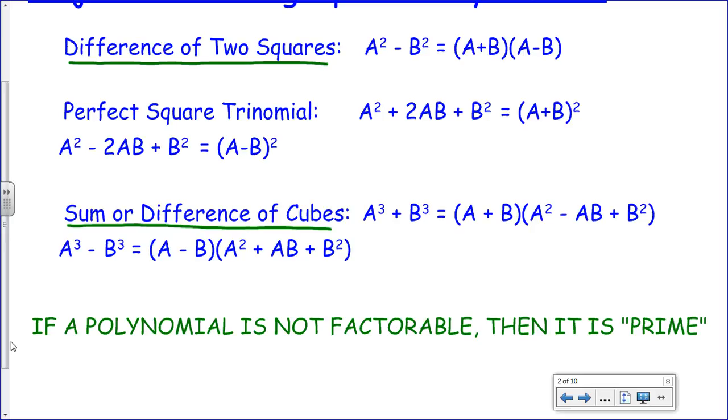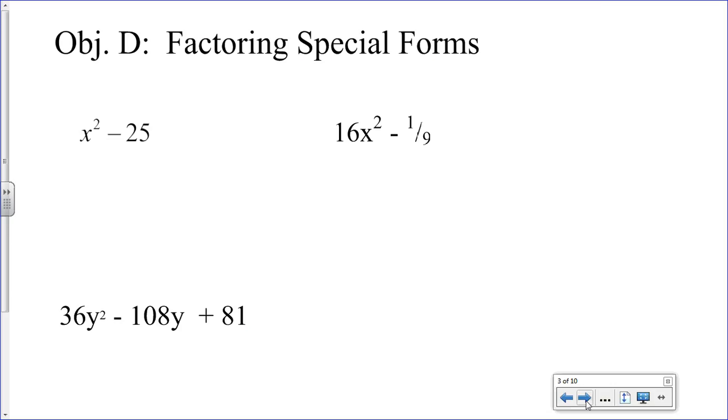Prime. So if it doesn't factor, you can write prime. Okay, factoring special forms. So we have to check for common factors. Every time you go to factor something, look for a common factor first.